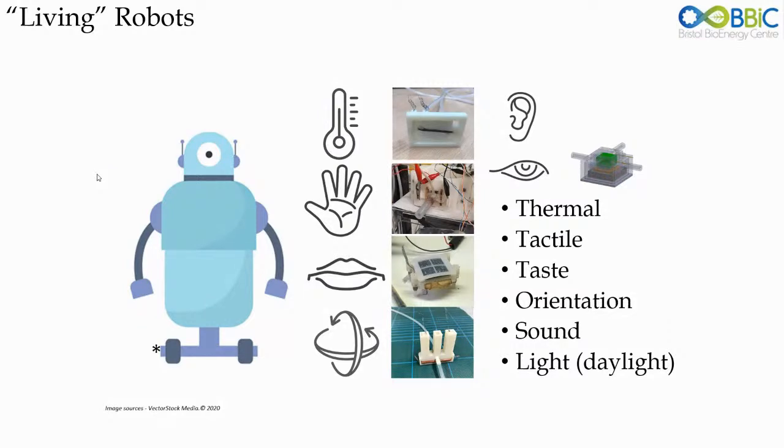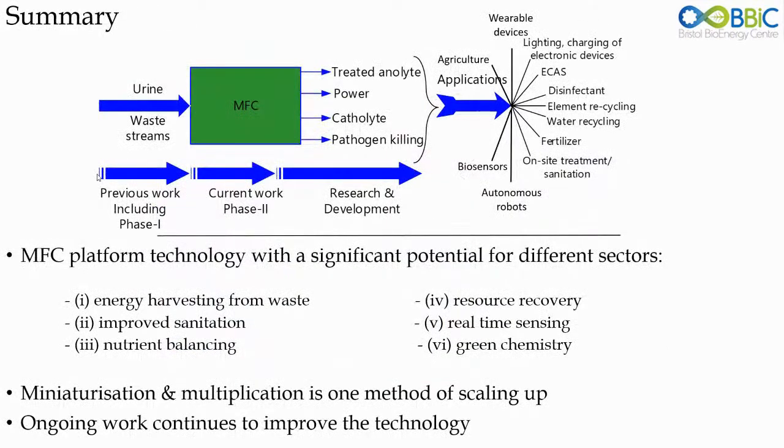There's now a lot more recent work, which is looking at making all those essential functions or organs of a biological agent or an artificial agent working with microbes. So thermal sensing, tactile sensing, taste, orientation, sound, even light detection, and in some cases, even presence of gas detection can be done with intelligent forms of microbes coming into machines and integrated to work as a robot. This is all based on the biofilm.